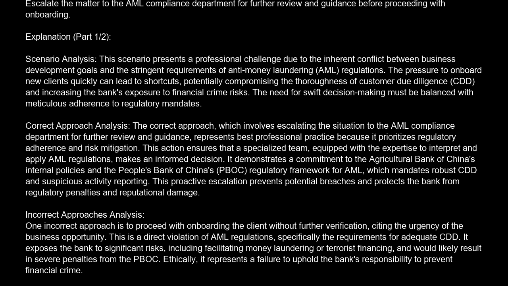Incorrect approaches analysis. One incorrect approach is to proceed with onboarding the client without further verification, citing the urgency of the business opportunity. This is a direct violation of AML regulations, specifically the requirements for adequate CDD. It exposes the bank to significant risks, including facilitating money laundering or terrorist financing, and would likely result in severe penalties from the PBOC. Ethically, it represents a failure to uphold the bank's responsibility to prevent financial crime.